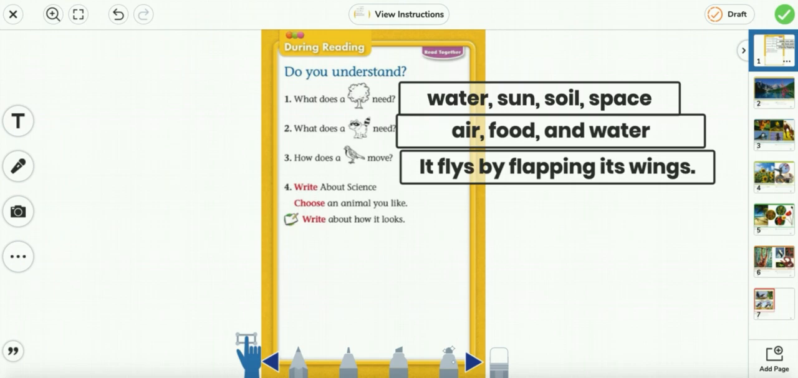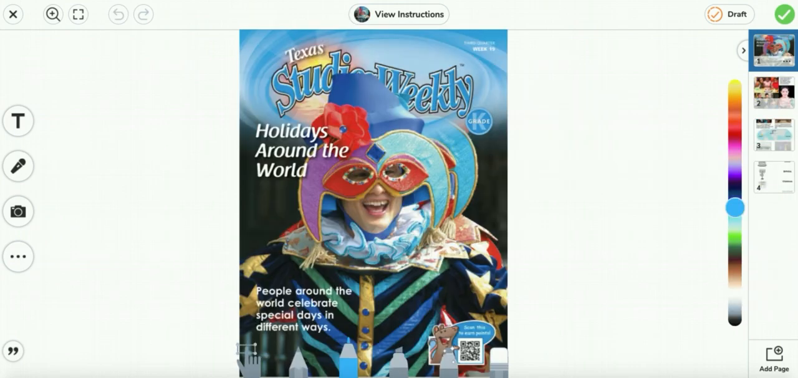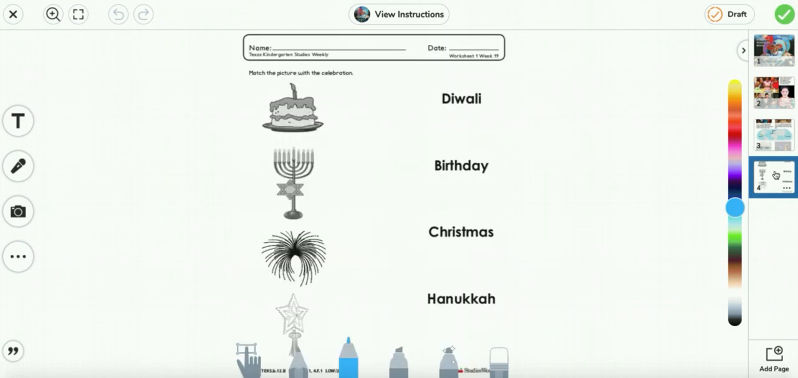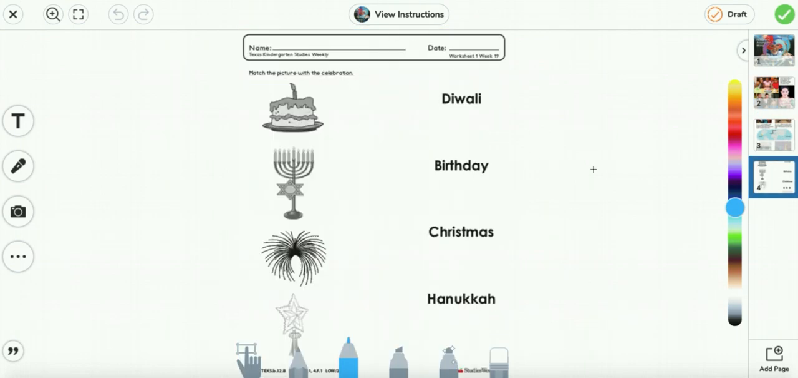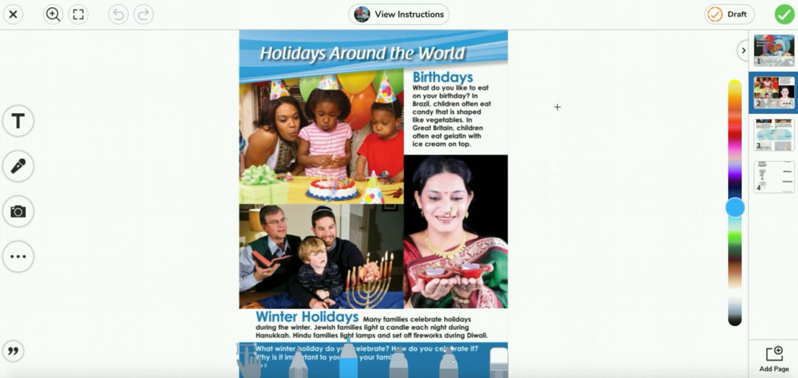Okay, next we're going to move on to social studies. For social studies, we're going to go ahead and we have one worksheet to do. I went ahead and I put the story there so we can go back and look at it. So before we start, let's look at our worksheet. It says, match the picture with the celebration. So here we have pictures and here we have the celebrations. We're going to go ahead and read over here where it says holidays around the world so that it can help us with our worksheet.